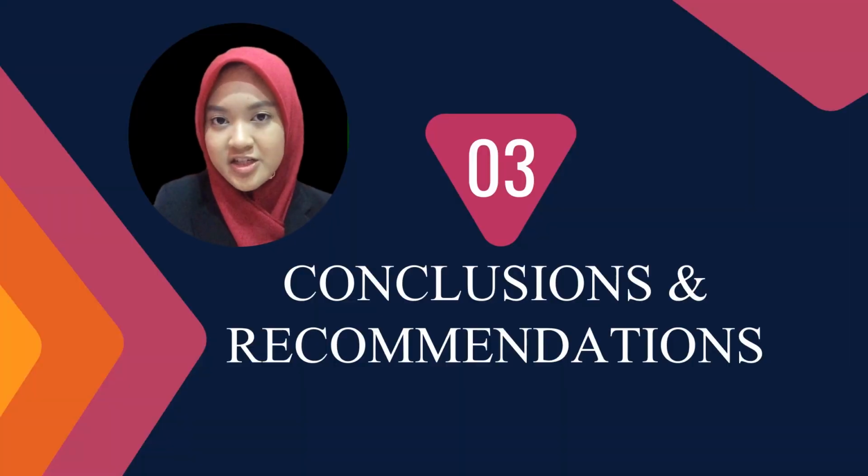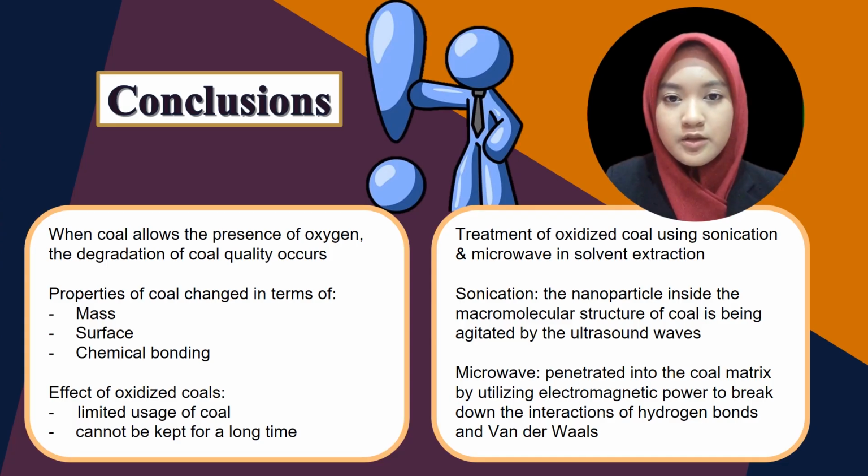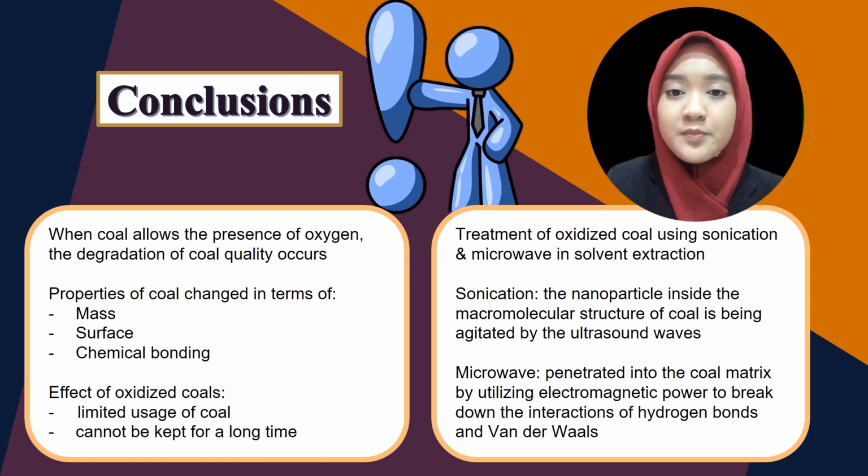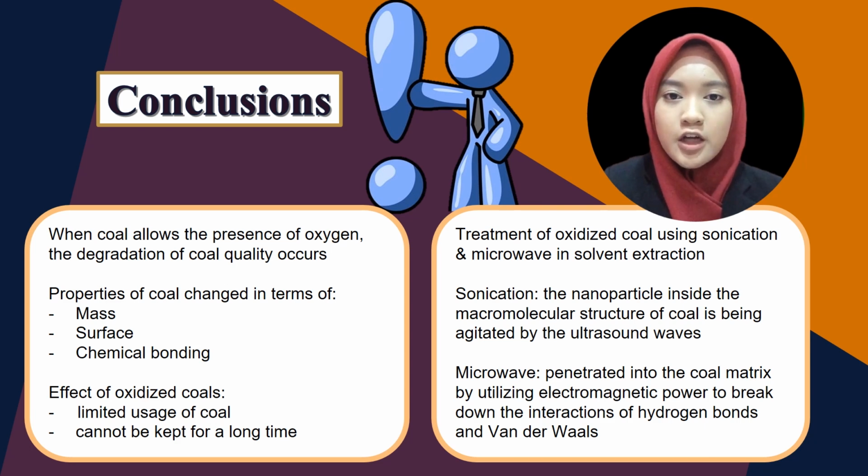Conclusions and recommendations. In conclusion, oxidized coal happens due to exposure to oxygen for a period of time, and when coal allows the presence of oxygen, degradation of coal quality occurs. The uptake of oxygen by coal results in changes in its properties, such as its mass, surface, and the chemical bonding between carbon, oxygen, hydrogen, and other elements existing inside the coal. The effect of oxidized coal with undesirable properties leads to limited usage of coal. Thus, it cannot be kept for a long period.